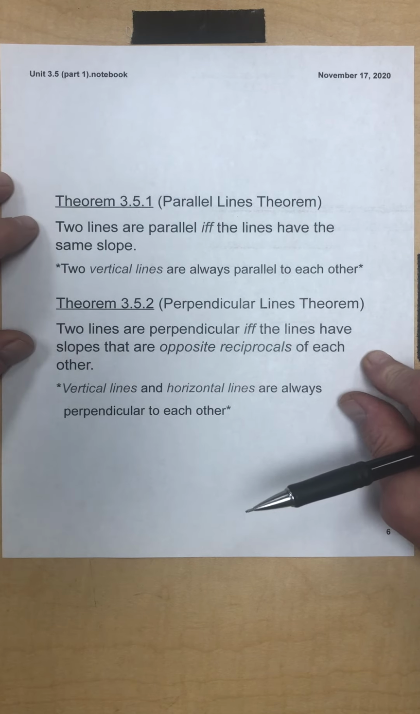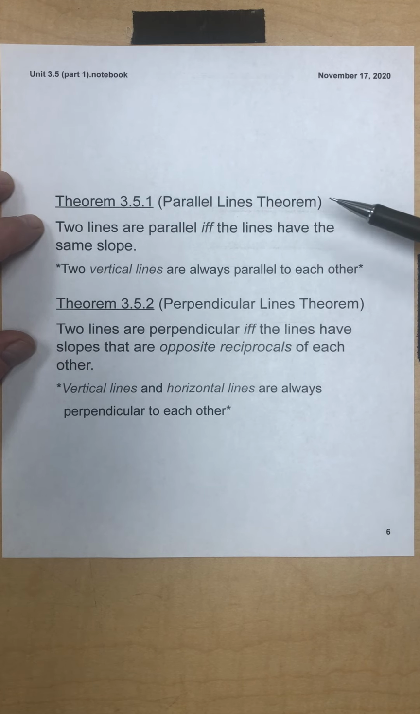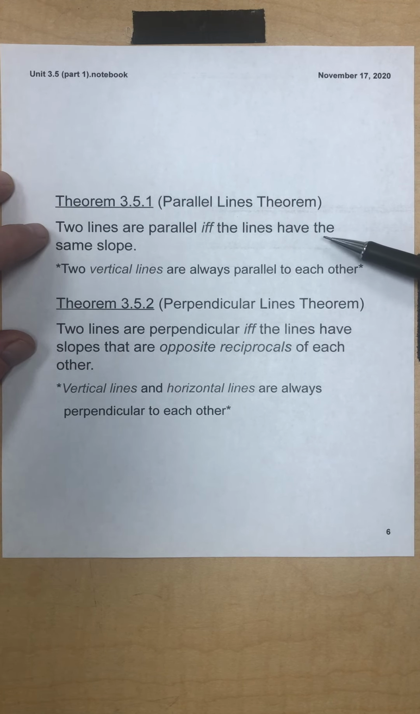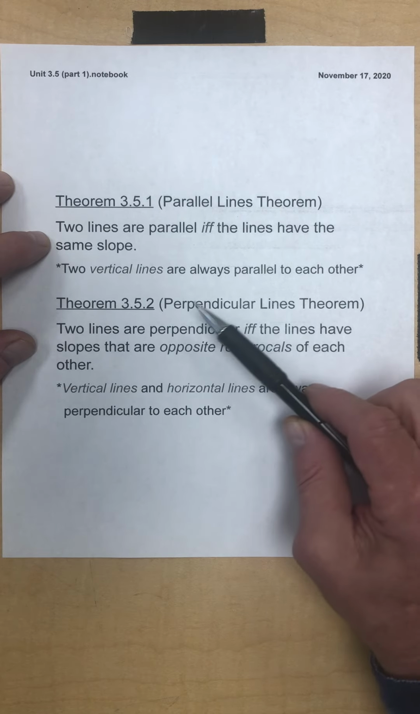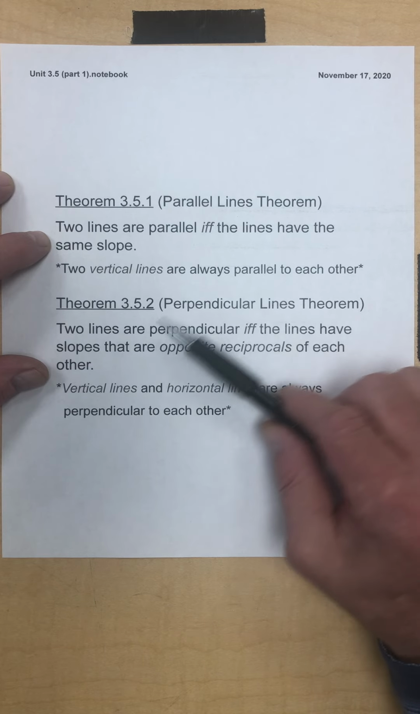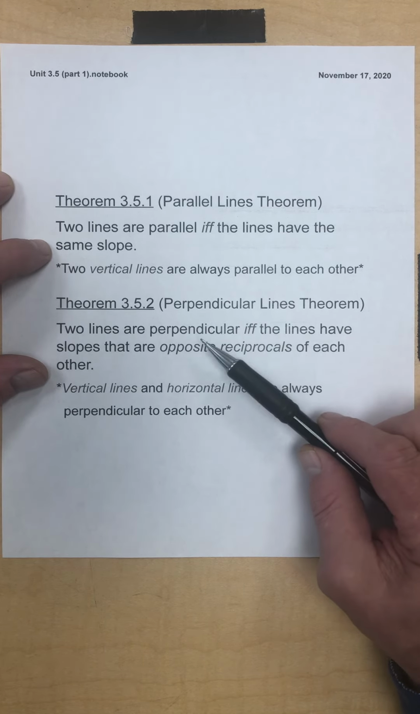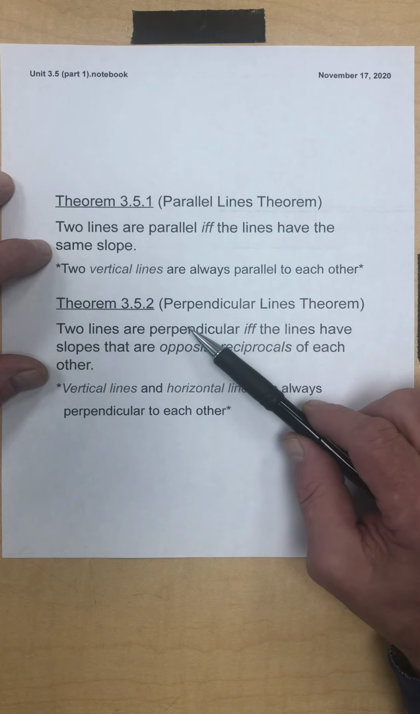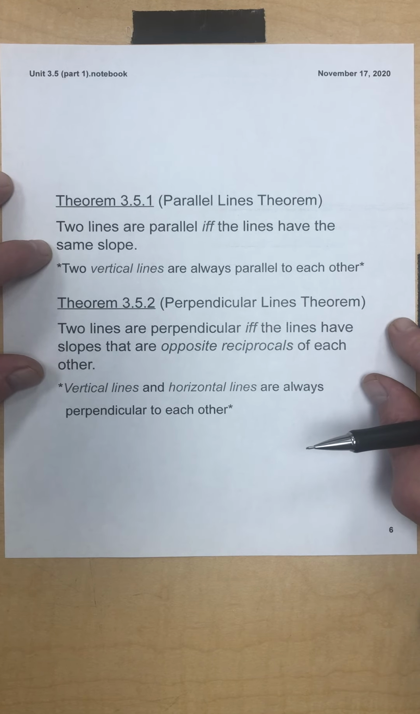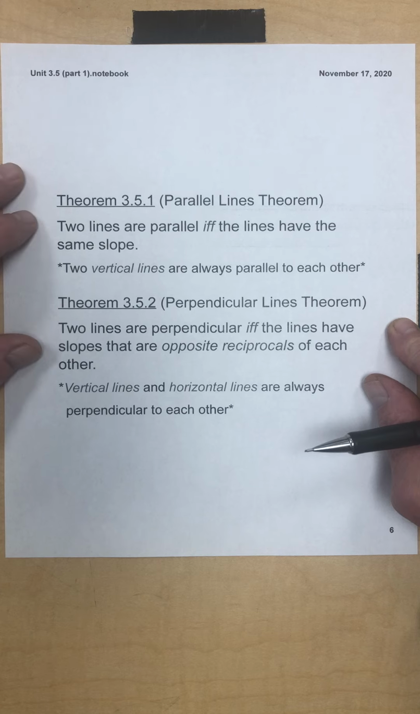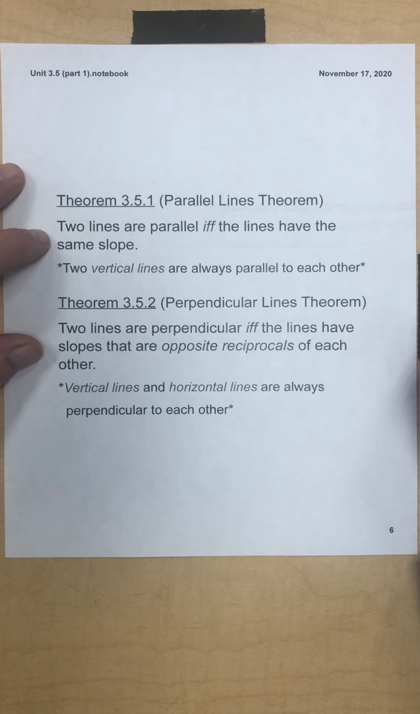Okay, so the parallel lines theorem. Two lines are parallel if and only if they have the same slope. So that means if lines have the same slope, then they're parallel. And it also means that if lines are parallel, then they have the same slope. So lines are parallel if and only if they have the same slope.